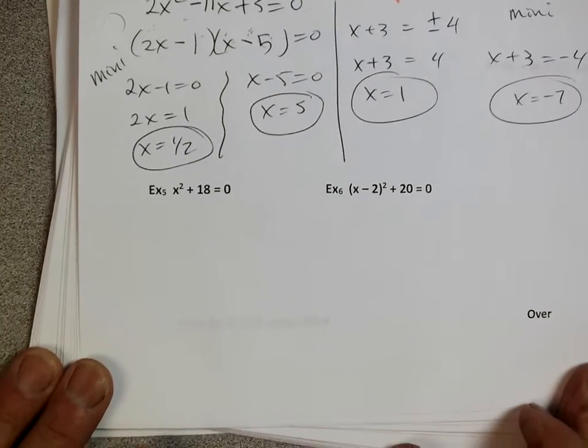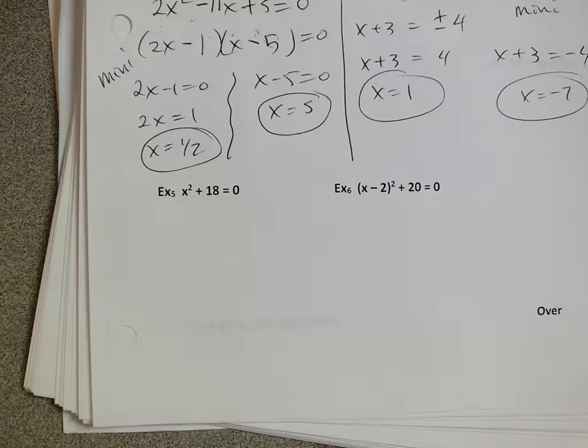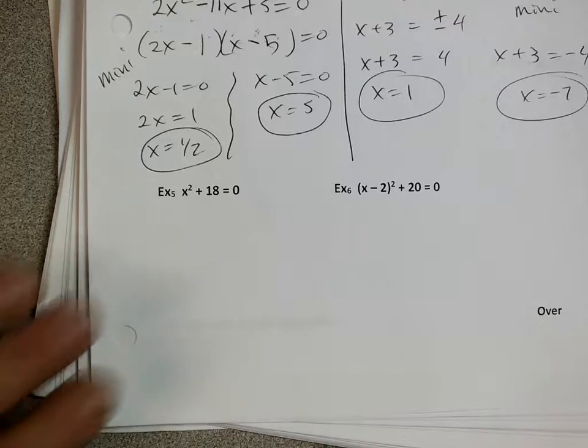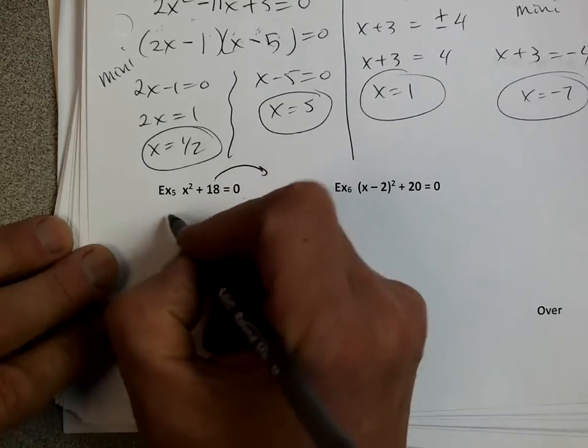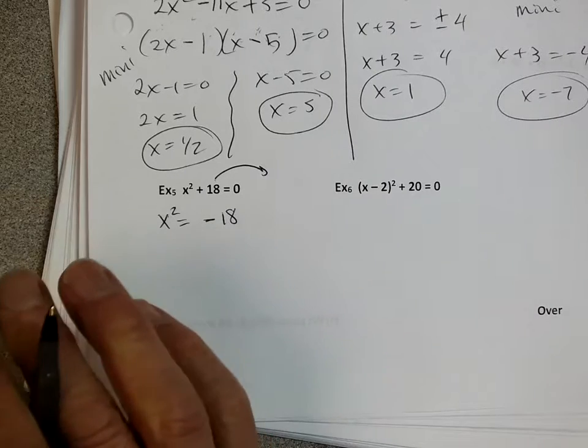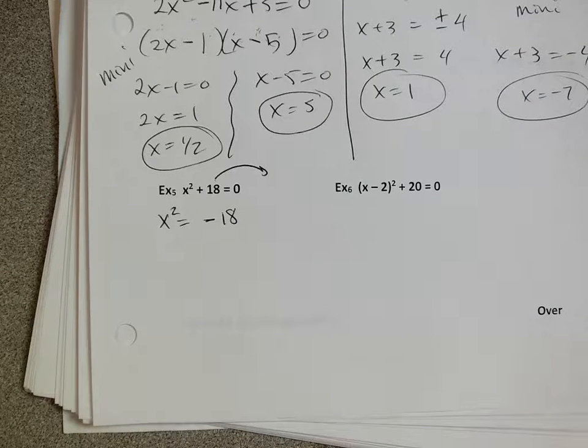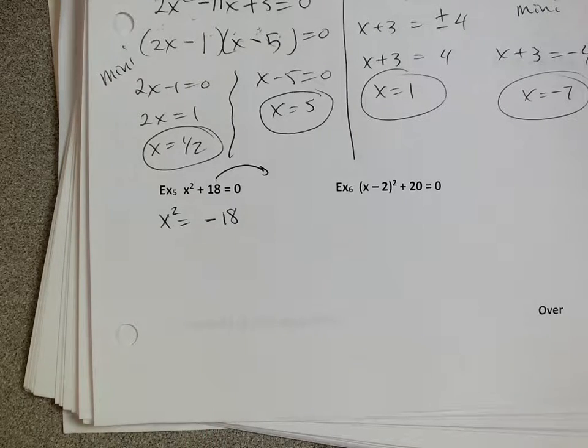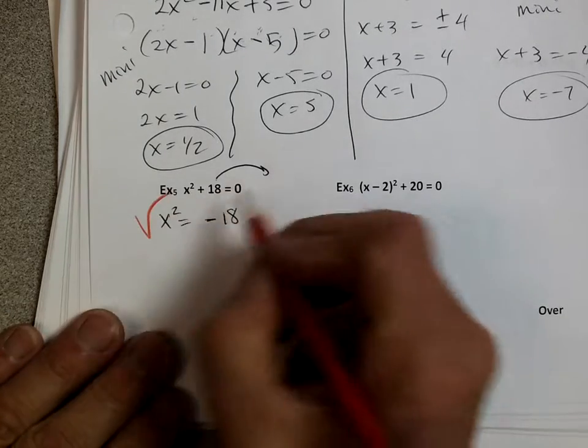All right, example 5. It will not factor, so let's try and solve it. Let's bring over the 18. X squared equals negative 18. Okay. How do you get rid of the square? Add 18, I subtracted 18. Okay. Square root it. Right.